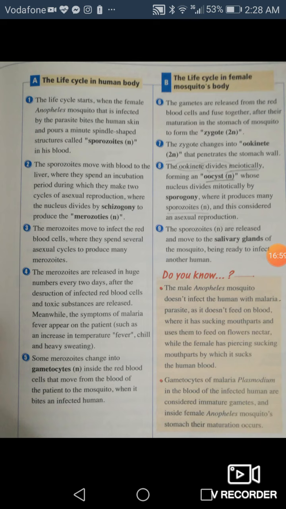Gametocytes of the malaria plasmodium in the blood of the infected human are considered immature, and inside the female Anopheles mosquito's stomach, their maturation occurs. So we are stopping here, finishing the first example of the alternation of generations, and in the second video, inshallah, we are going to complete the life cycle of the fern plant.